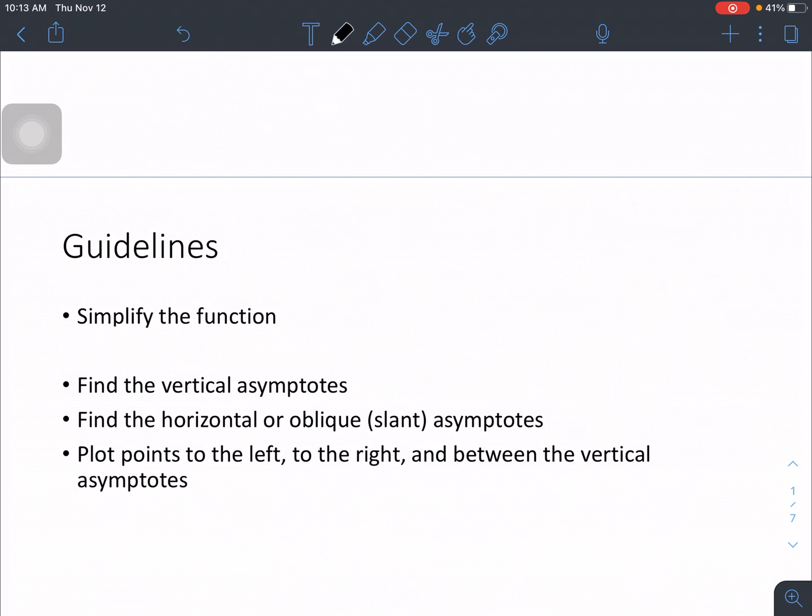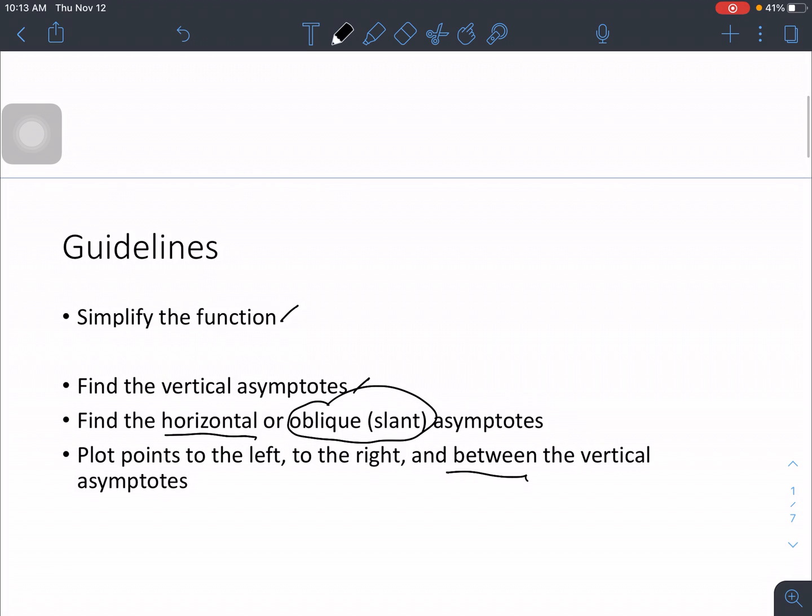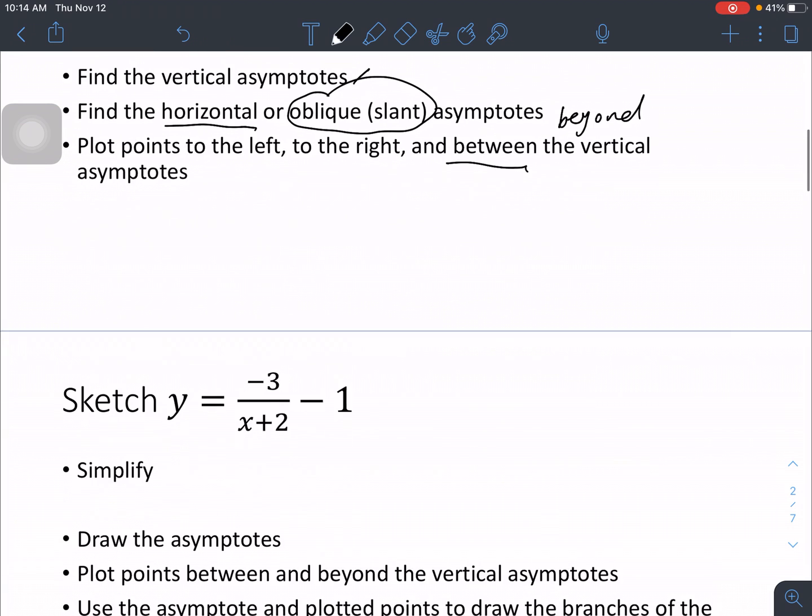First is to simplify the function. Make sure to transform it to its simplest form. Next is to find the vertical asymptotes. Next, you need to find the horizontal asymptotes, or if the horizontal asymptote is not applicable, you need to find its oblique asymptote. Then plot the points from left to right of the vertical asymptote, or if you have more than one vertical asymptote, it is important to plot the points between and beyond the vertical asymptotes. So let's have an example.